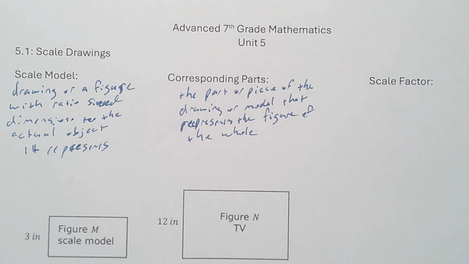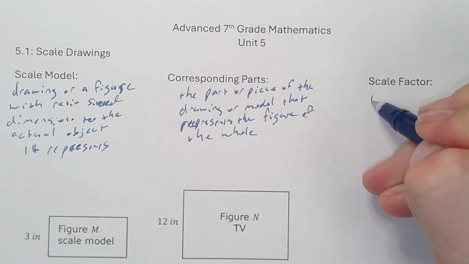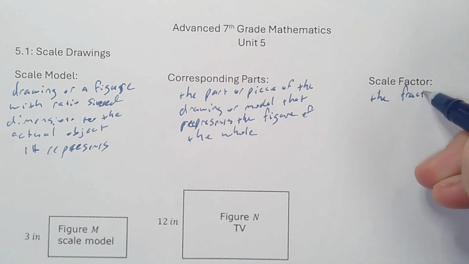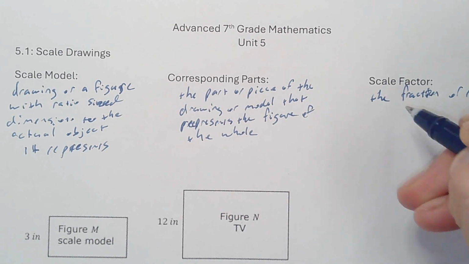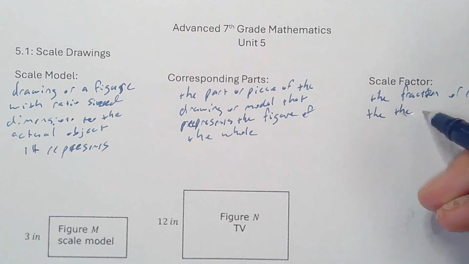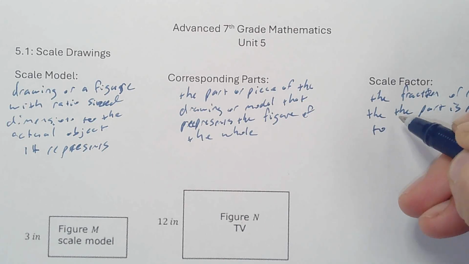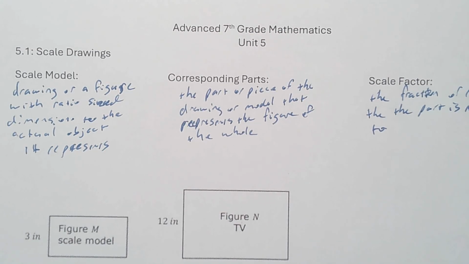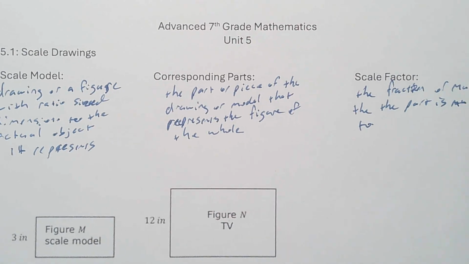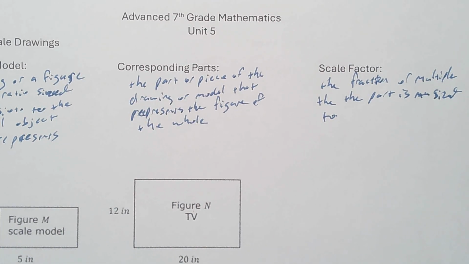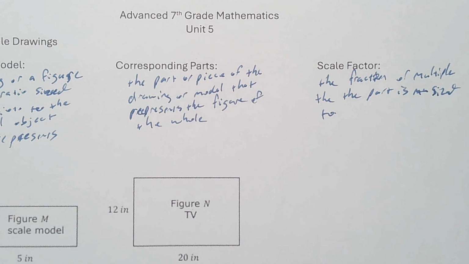And then a scale factor. A scale factor is the fraction or multiple that the part is multiplied by, or is sized to, right? So like a 3-to-1 ratio on a map, like 3 parts. 1 inch on a map is 3 miles, right? So that's what you have to multiply by to get the actual size.